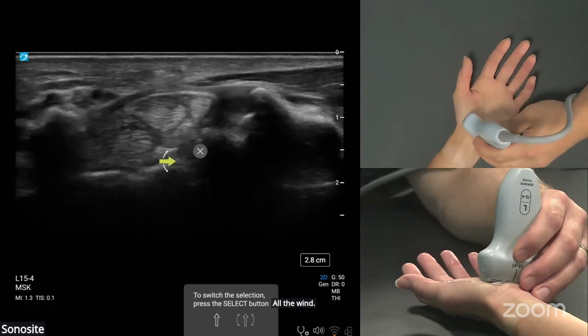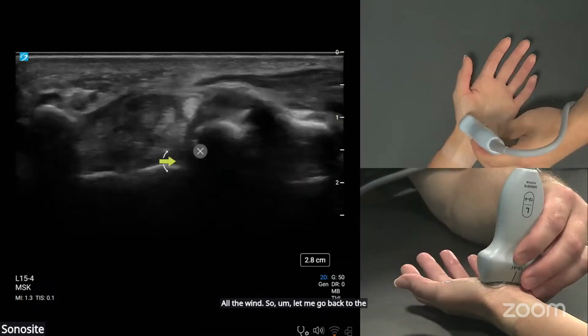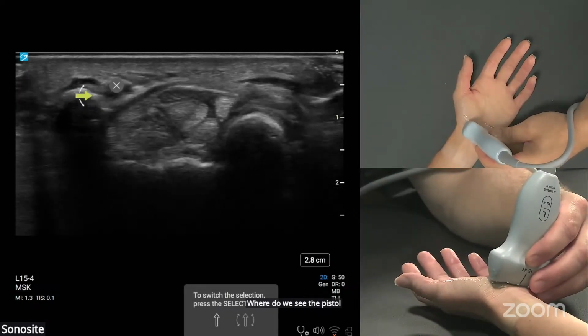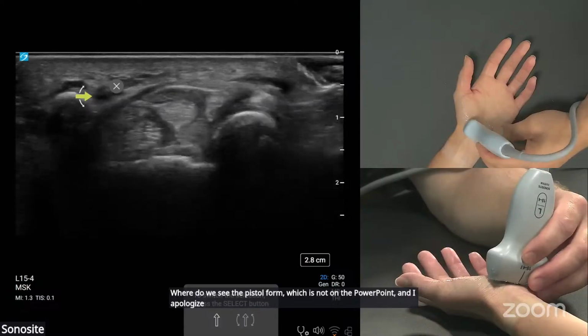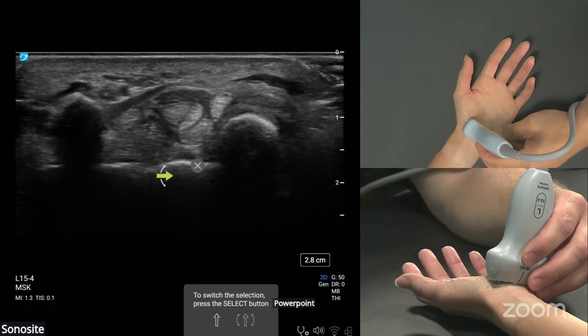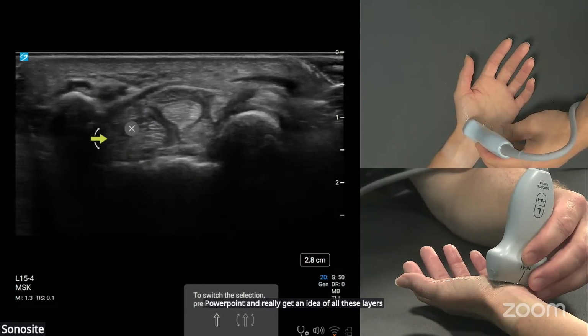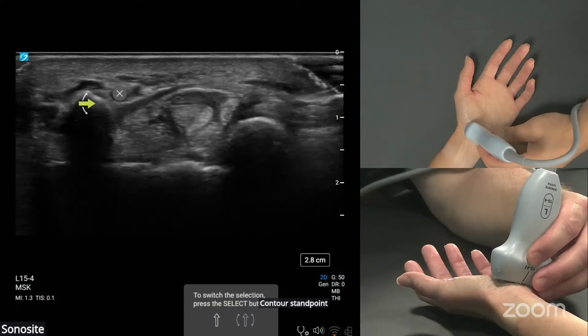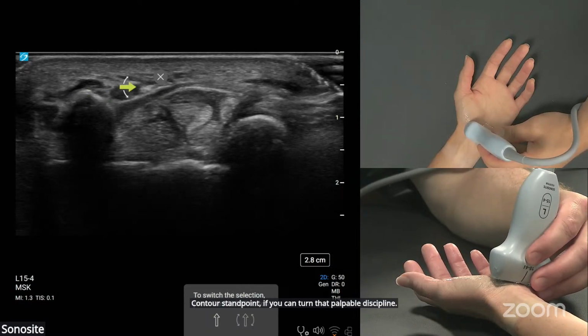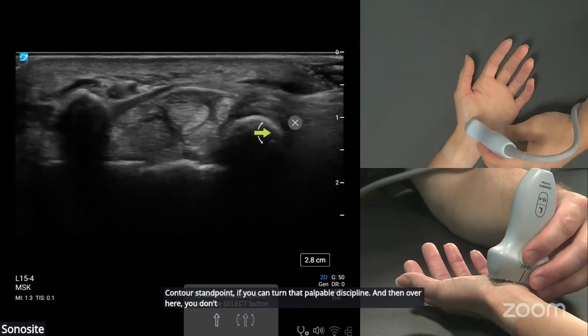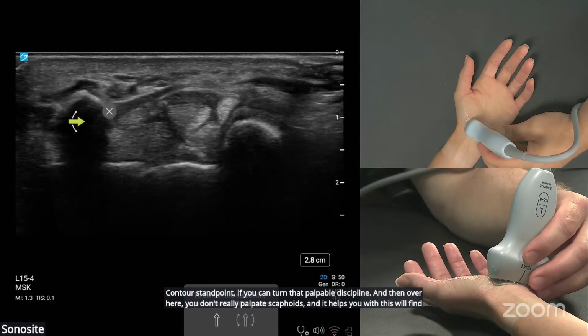So let me go back to the wrist crease where we see the pisiform, which is not on the PowerPoint. I apologize, but you can go back to the carpal tunnel PowerPoint and really get an idea of all these layers. But from a bony contour standpoint, you don't really palpate the scaphoid so much. The pisiform is your best landmark over here on the pinky side.